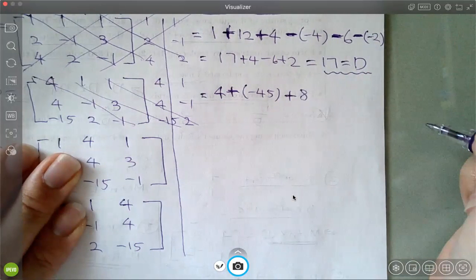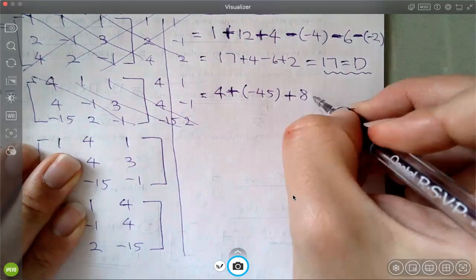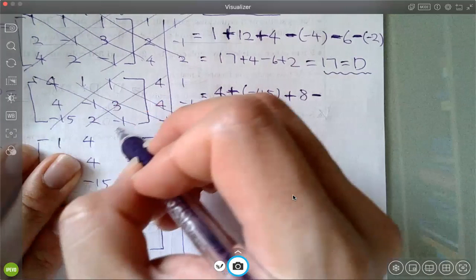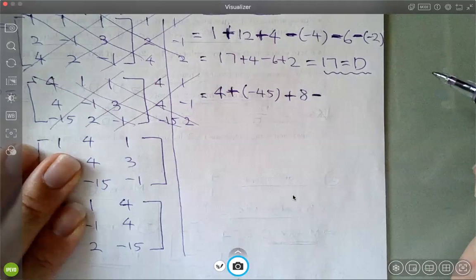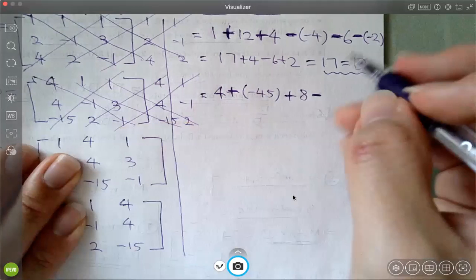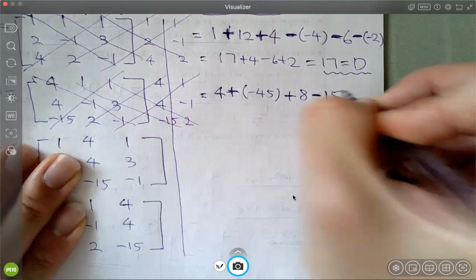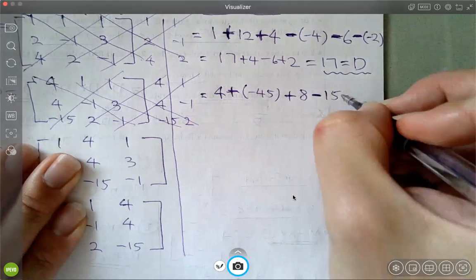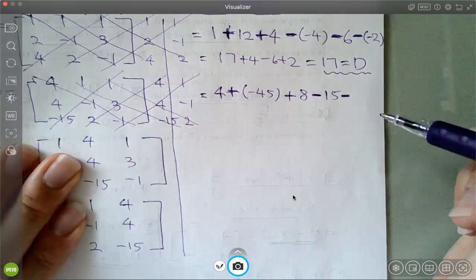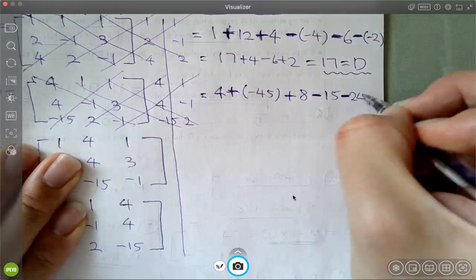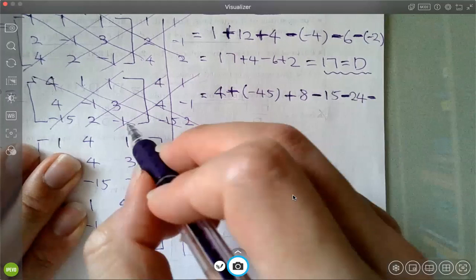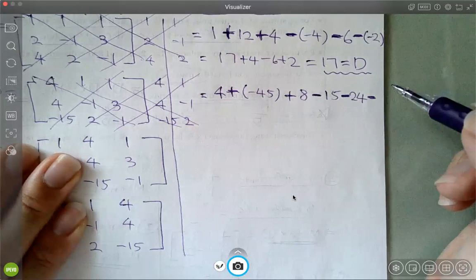Okay, and then minus, and now you go this way. So minus -15, -1, and 1. So that's just +15, right? So it's just 15 here. And then minus once again, 2, 3, 4. So that's what, 24, right? And then minus -1, 4, 1. So that's -4. So it's minus and then -4, right?